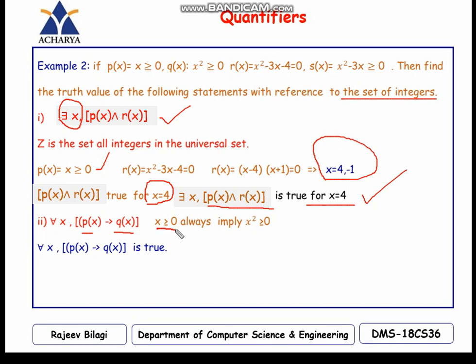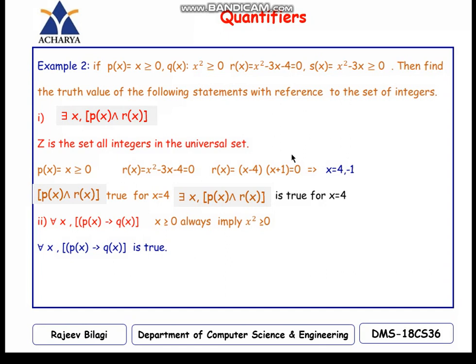Now you take any value of x which is greater than or equal to 0, definitely x square is greater than or equal to 0. So that is, q of x, x square is greater than or equal to 0, which will imply x square is greater than or equal to 0. So then for all the values of x, the quantified statement p of x then r of x is true. This is how you are going to write down the different truth values for a given compound statement.